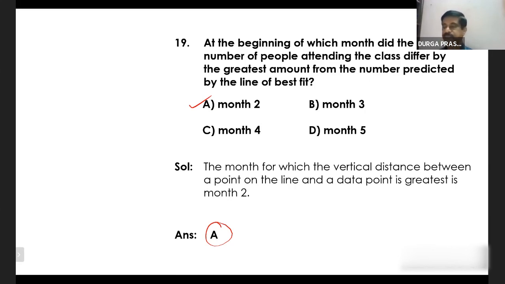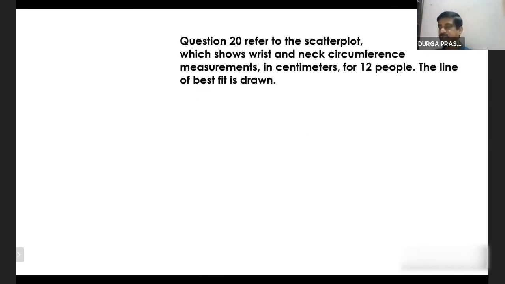Okay, children. So let us go to the next question. Question 20 refers to the scatter plot, which shows wrist and neck circumference measurements in centimeters for 12 people. The line of best fit is also drawn.